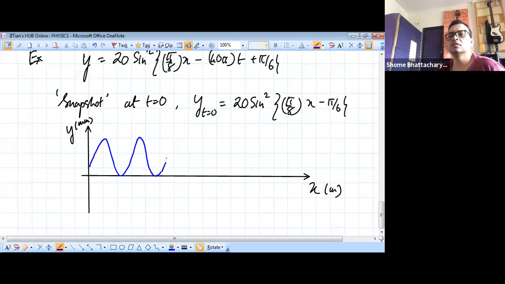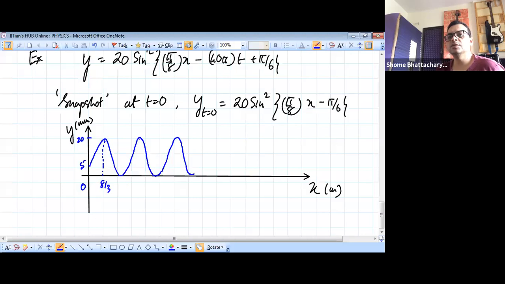It would look something like this. You would see at 0, the value would be 5. At x equal to 0, the value of this would be 20 into sine square 30. Whereas it would hit the peak value of 20 at the first point where this becomes pi by 2. That would be where this quantity is pi by 2 plus pi by 6. So that is 90 plus 30, 120. So that should be pi by 3. So this would be the point where x is 8 by 3.